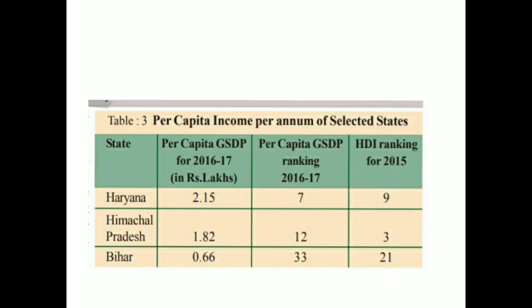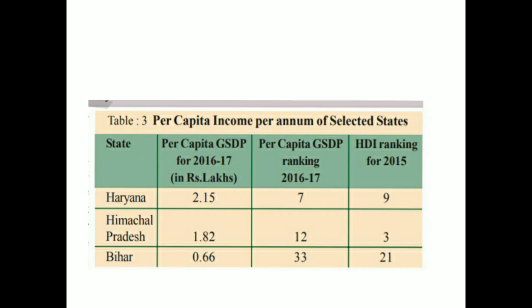This table depends completely on the per capita income of three important states in India. Let us see that once. Haryana, Himachal Pradesh and Bihar. We have taken three northern states. You can see the per capita income and the HDI ranking for 2015. HDI is nothing but Human Development Index. It shows how far the country is developed and what important things the country or the state is using for development.